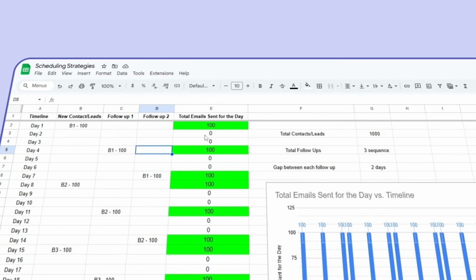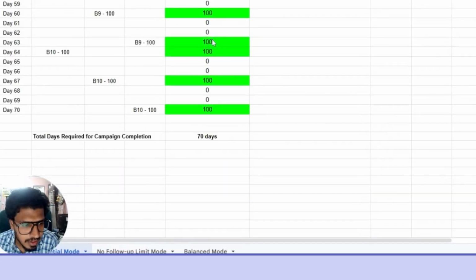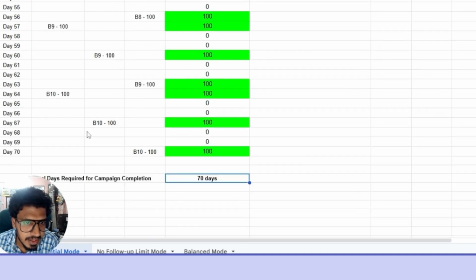So there are some idle days in between where no email is being sent. However, this email sending strategy adheres to the daily sending limit of 100 emails per day. Therefore, it takes around 70 days to complete the entire set of 1,000 emails.